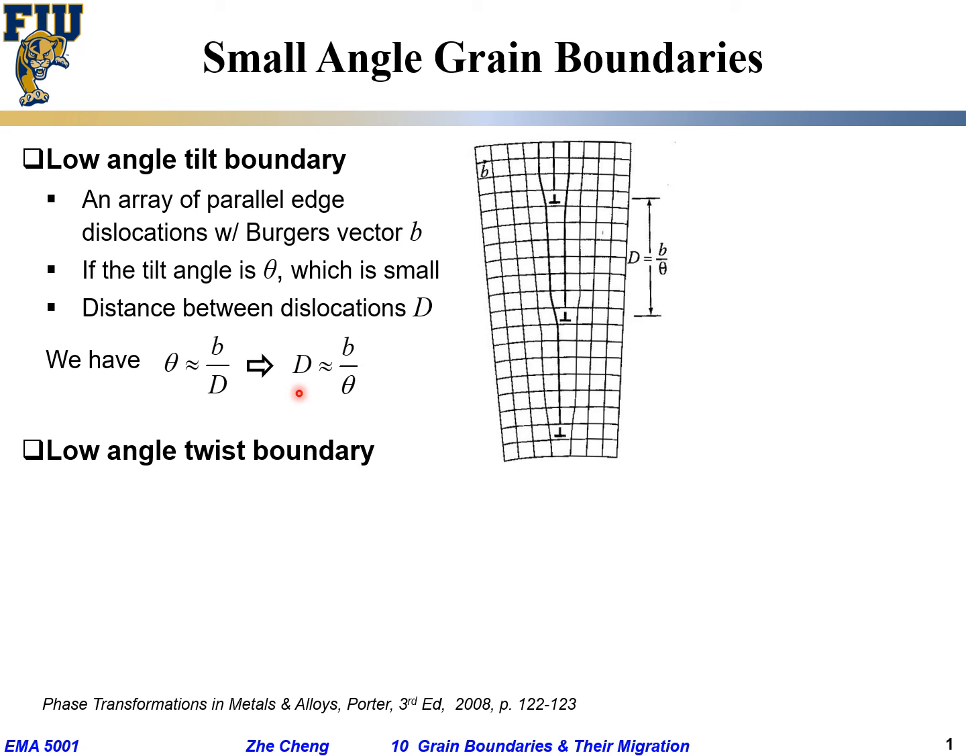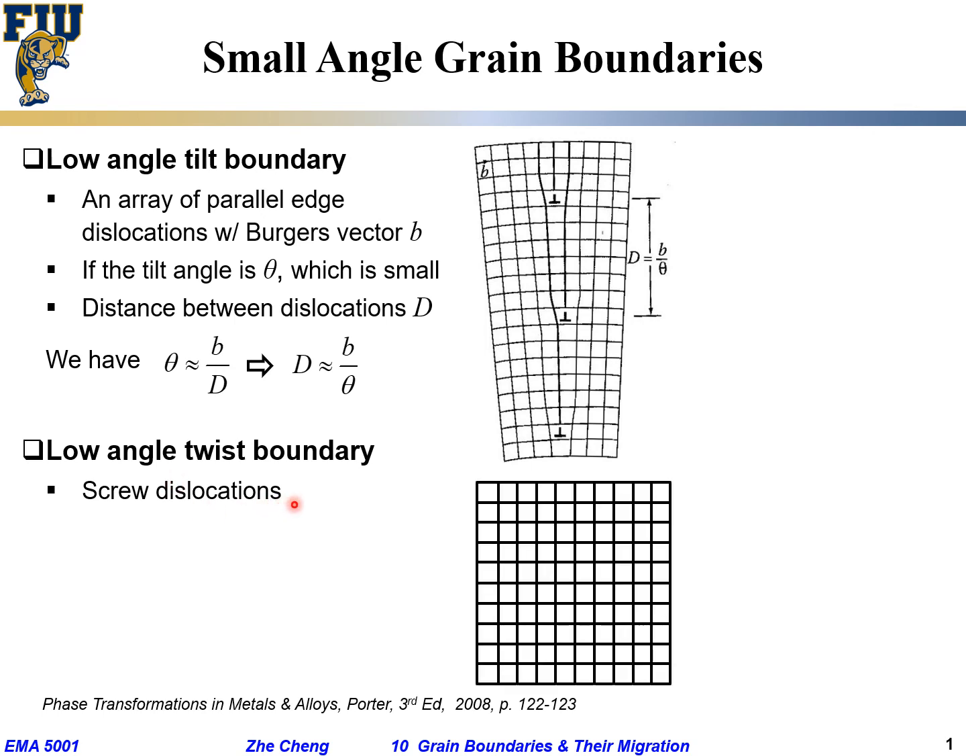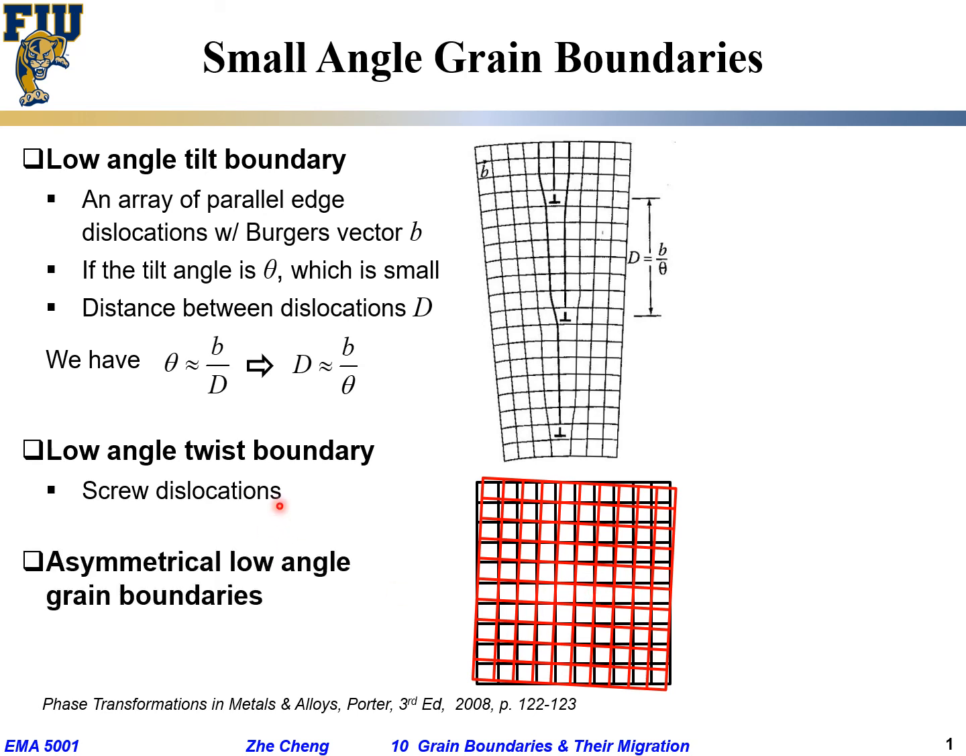interdislocation distance, capital D. For the other type of low angle boundary, we call them low angle twist boundary. It's a screw dislocation. Suppose we have one grain like this, and on top of it there's another grain, but the top grain is twisted by a small angle with respect to the bottom one. And when you look at the geometry, it will be like a screw dislocation.